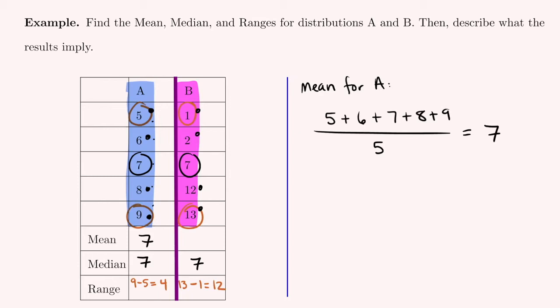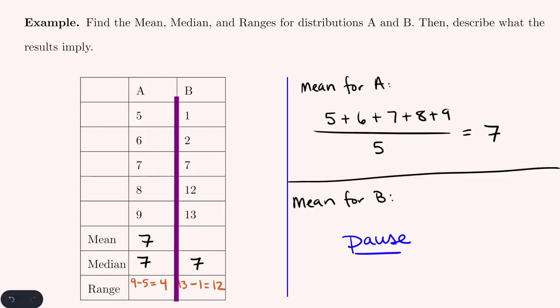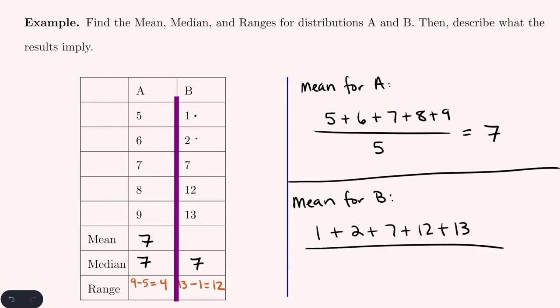Let's similarly calculate the mean for B. And as you find the mean for B, I encourage you to pause the video and attempt it on your own. We know the mean can be found by taking all the data entries for B, adding them together, and then dividing by the number of entries. There's 1, 2, 3, 4, 5 entries. And when we do that, we get the mean is also 7. So we found the mean, median, and ranges for both distributions A and B.